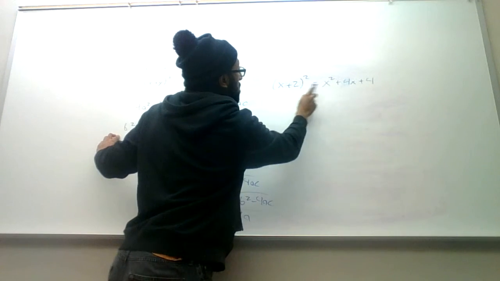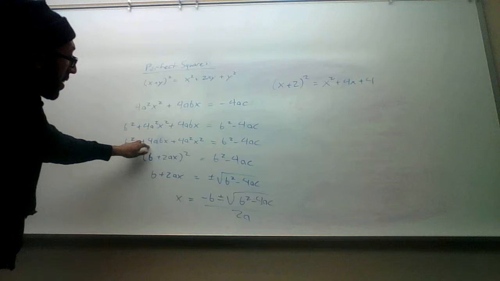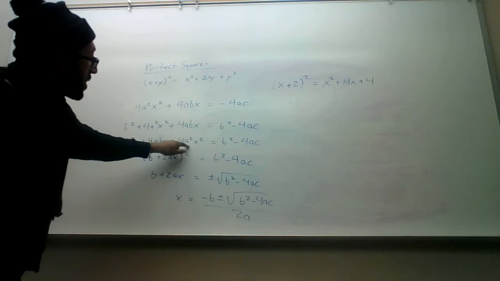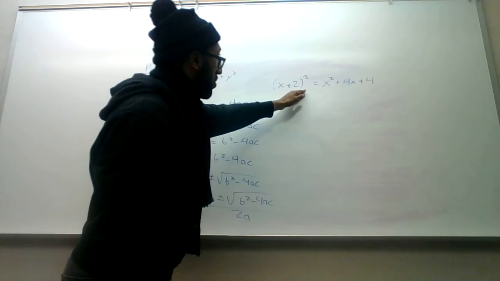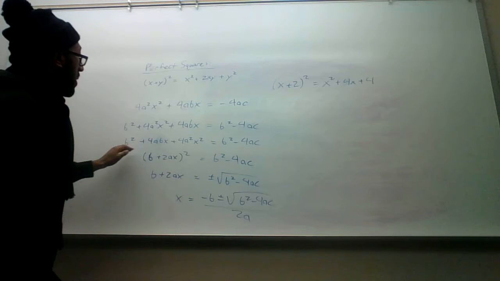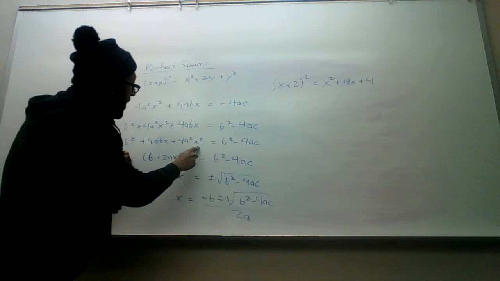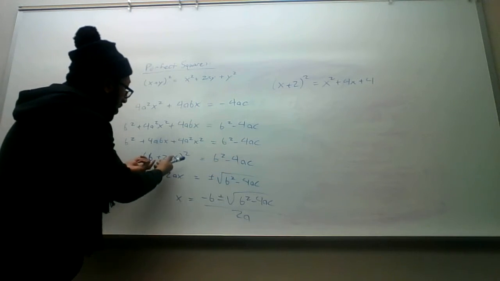Because if you notice, here we have a 4 and we have a 4. We have two 4s. So we have a 4abx and we have a 4a squared x squared. You can see how that's reminiscent of x plus 2 quantity squared. And by multiplying by 4a, we were able to get a square term, the 4a squared x squared, and we were able to get the middle term.